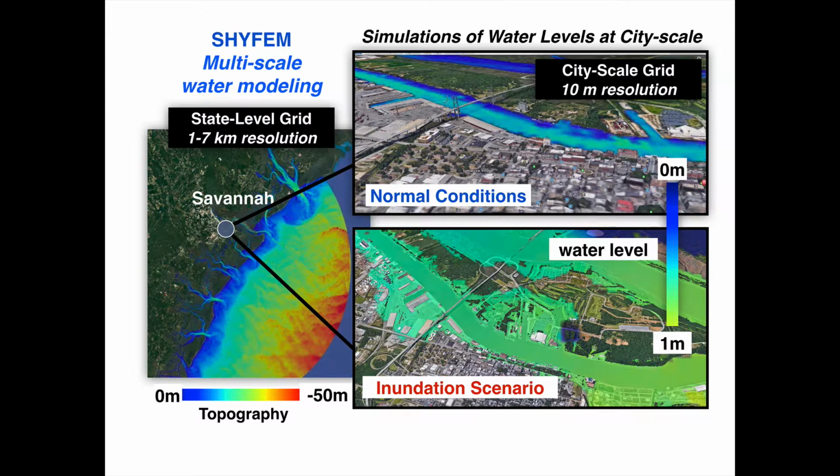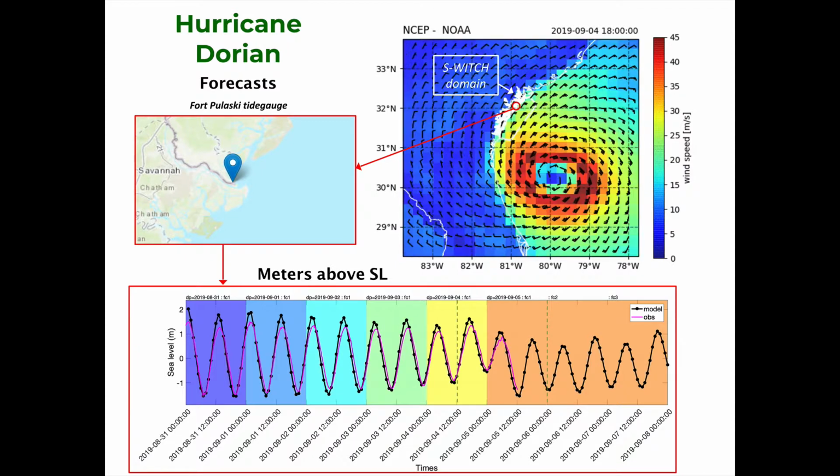And so this is an example of a scenario where we artificially inundated Savannah, and you can see that the water spreads in the city. And so we want to use this capability of the model to capture these inundation scenarios to really try to understand impacts of large extremes like hurricanes or other extreme precipitation events. So let's talk about the recent hurricane.